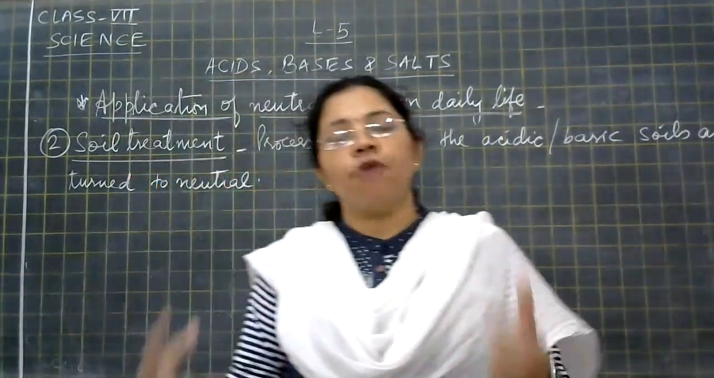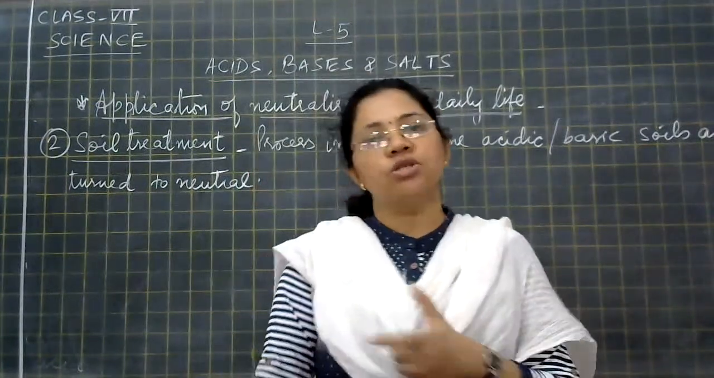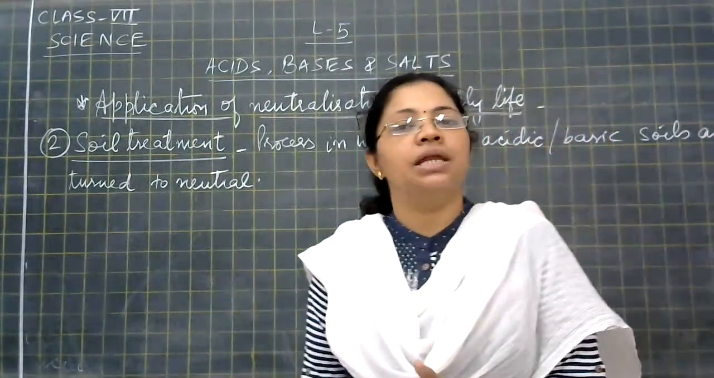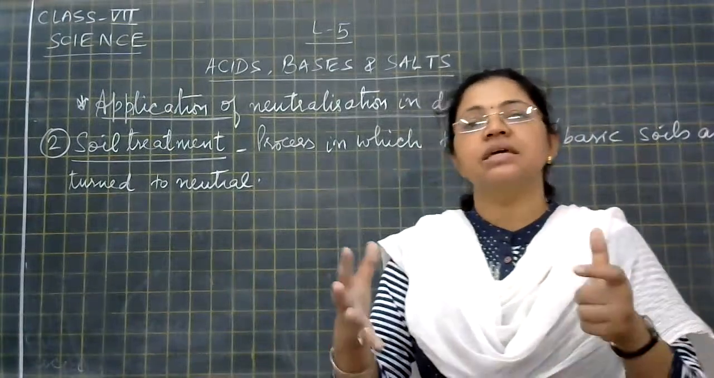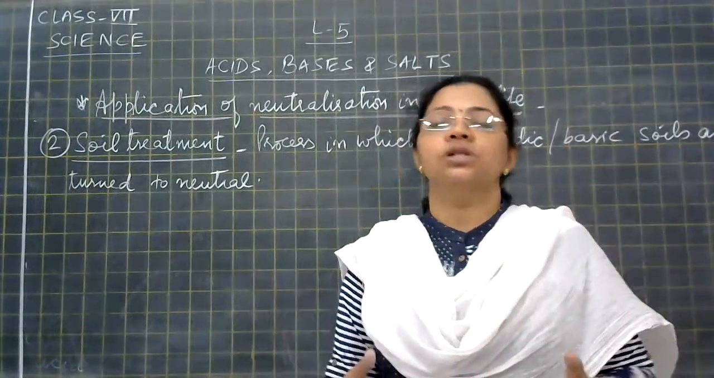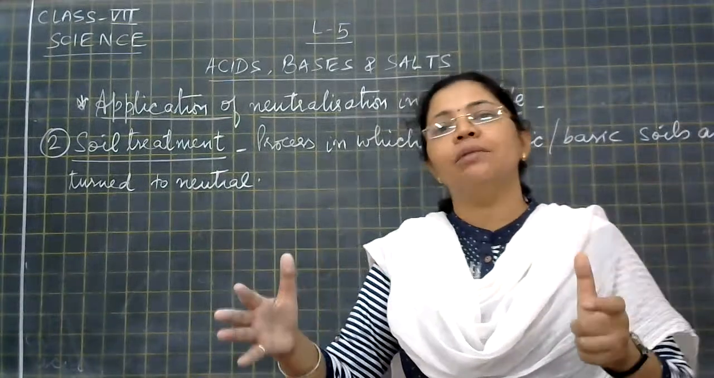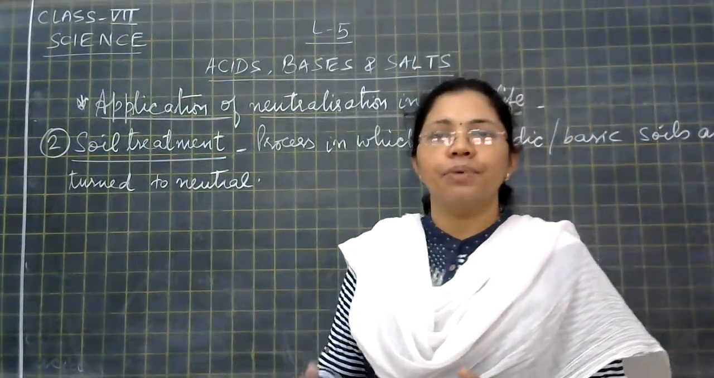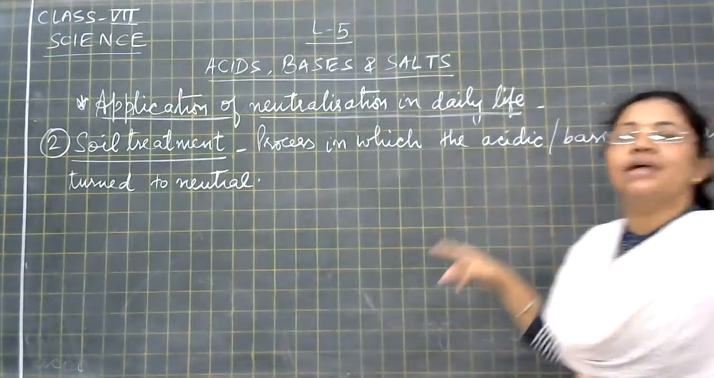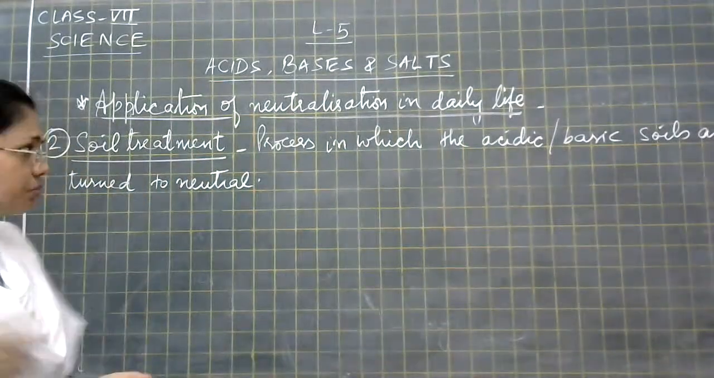And we know that farmers, they cultivate their crops in the soil. Most of the plants, they need soil for their growth and development. And it has been practically proved that most of the plants, they have a tendency of growing in a healthy way in neutral soils. So what happens if the soil has become acidic or basic? Then that affects the growth of the plant, right?